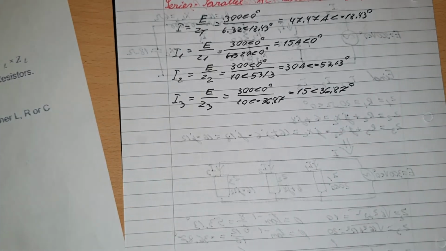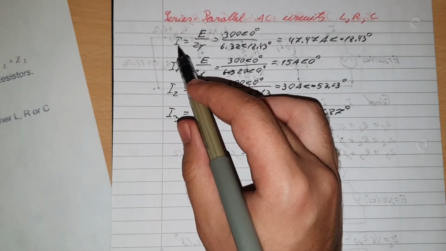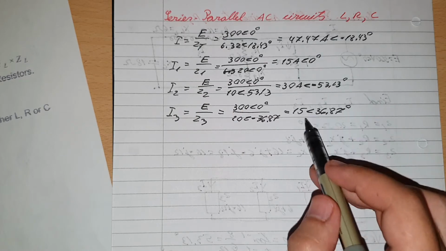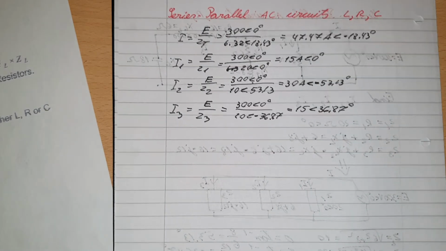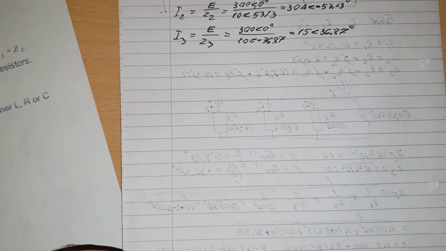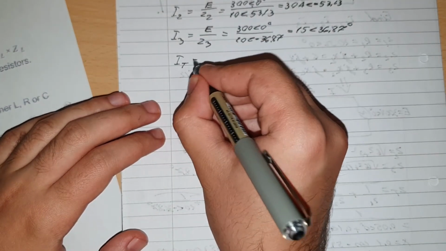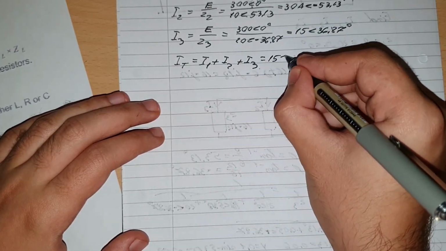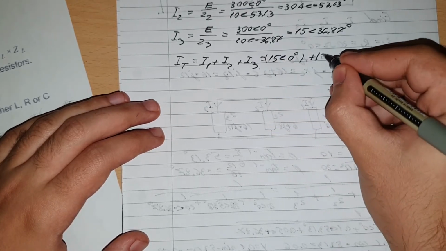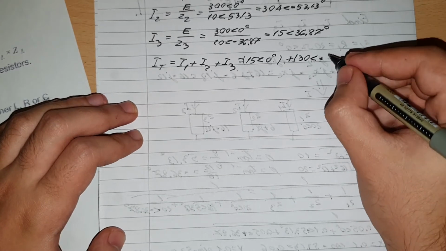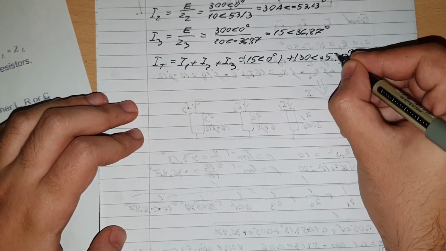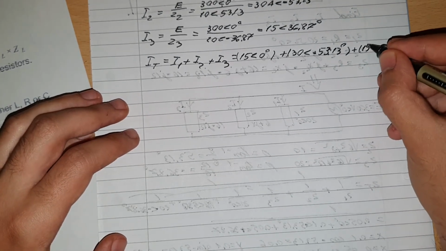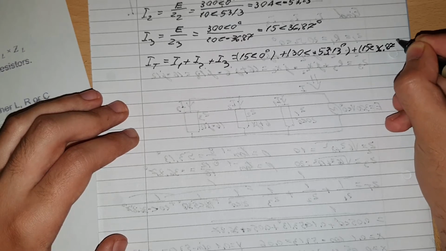So you can see, the total current didn't really affect these three values. Because we know the total current and we know these three values, we can actually just check to see if they match. And if they match, that means our calculations were correct. So IT is equal with I1 plus I2 plus I3. That's equal with 15 at an angle of 0 degrees plus 30 at an angle of minus 53.13 degrees, and then plus 15 at an angle of 36.87 degrees.